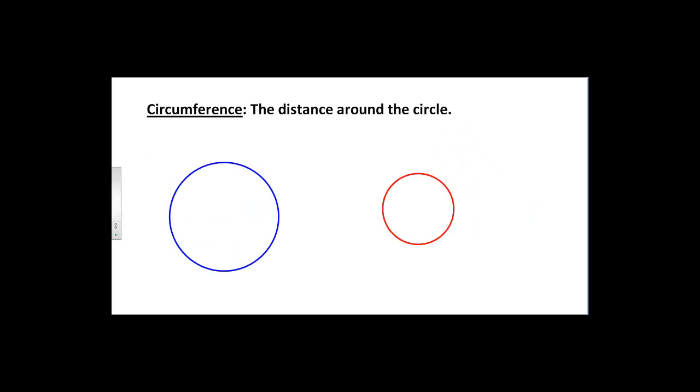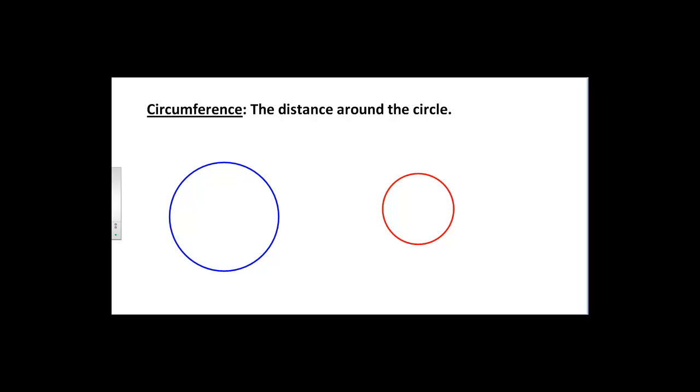Well, circumference is going to be very similar to that, except it's going to be for a circle. And since circles don't have sides, we can't just add up all the lengths. We're going to use a formula to figure out the distance around this circle. So the definition of circumference is just the distance around a circle.